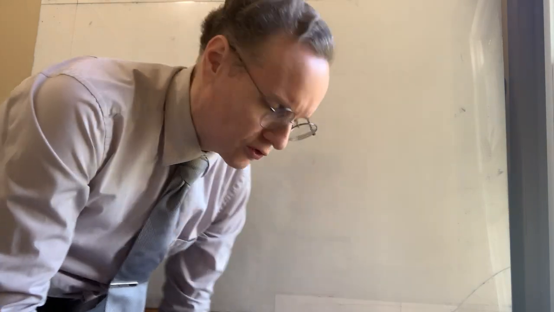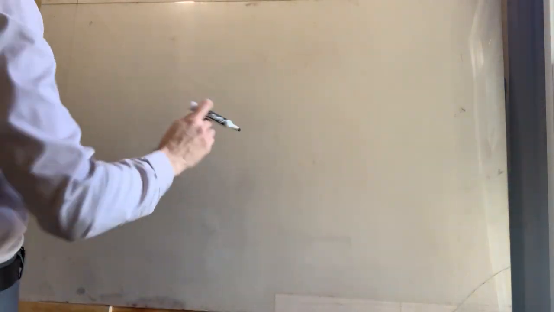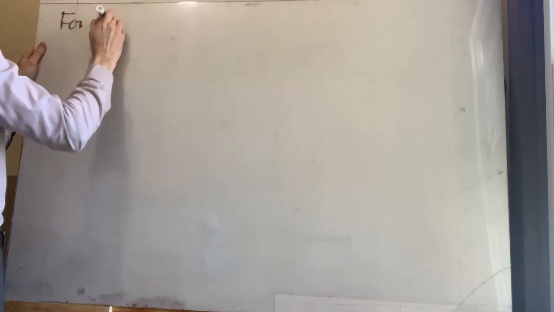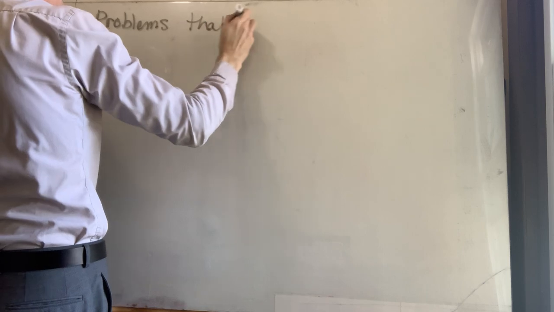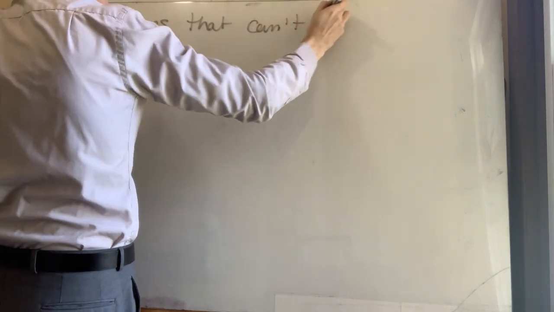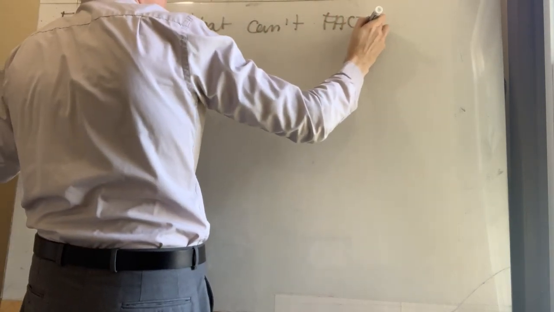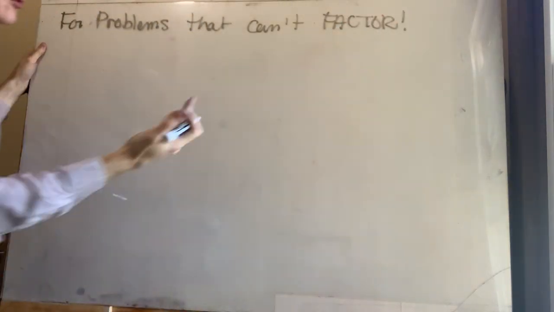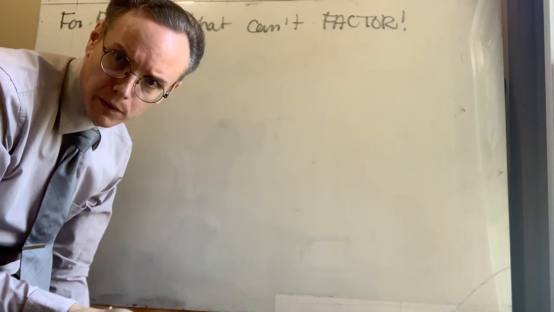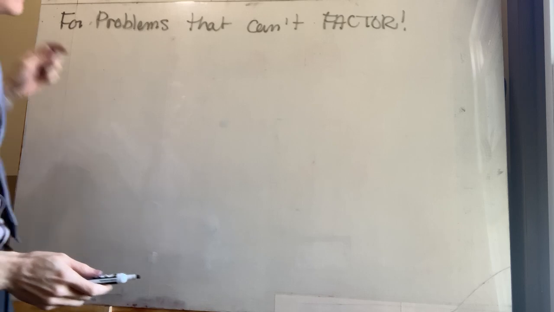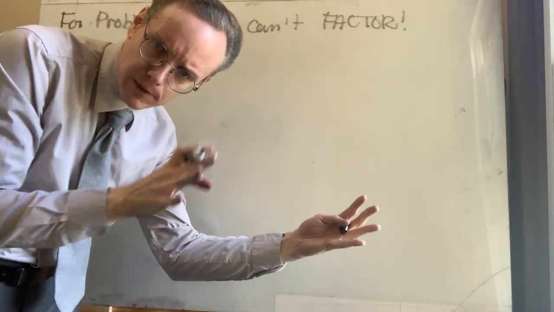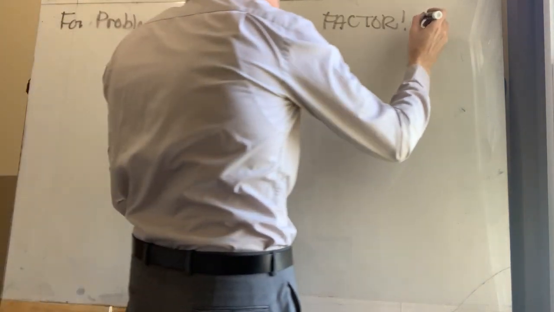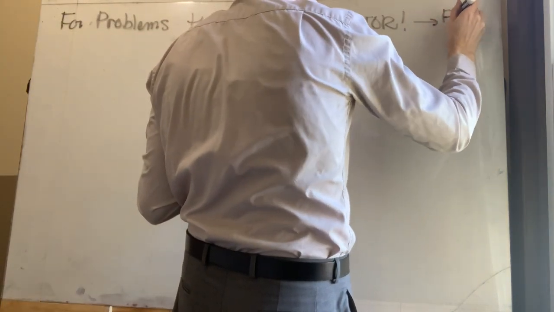The formula is really for problems that don't factor, or that can't factor. They're not factorable, if that is even an English word, officially. All right, there's a phrase for that, too. Something that can't be factored into something more simplistic is referred to as prime.